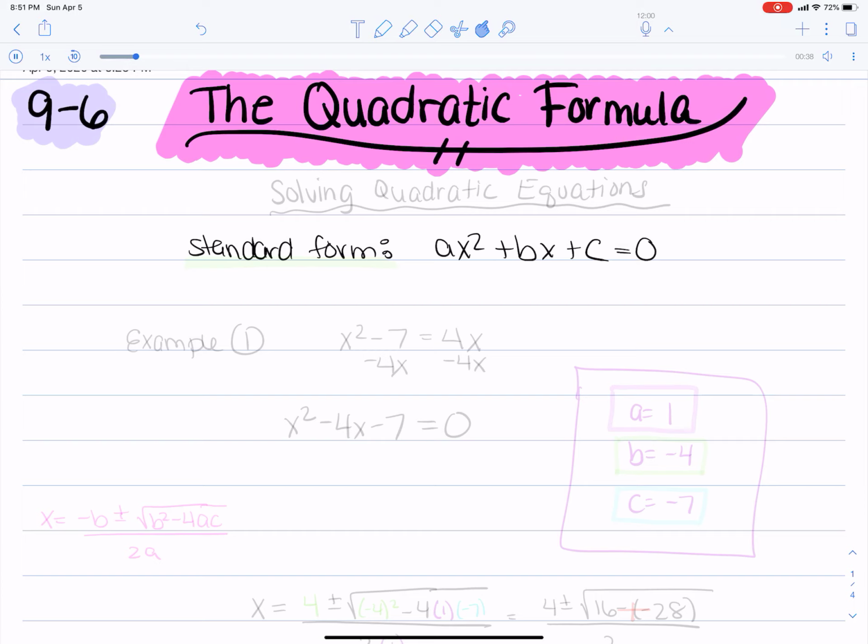Alright, so now let's look at example 1. We have x squared minus 7 equals 4x, and we want to get our quadratic to where it's equal to 0. In order to do that, I'm going to subtract 4x from both sides, and I want to keep my quadratic on the left in standard form. So we get x squared minus 4x minus 7 equals 0.